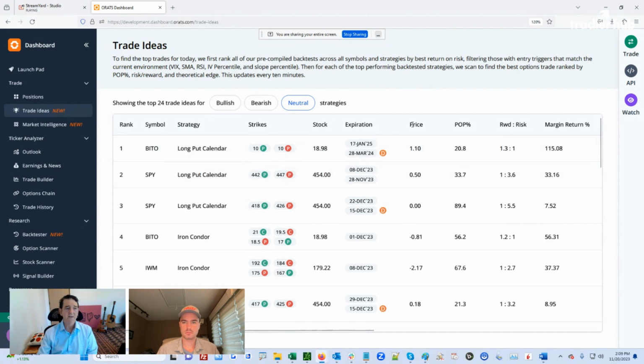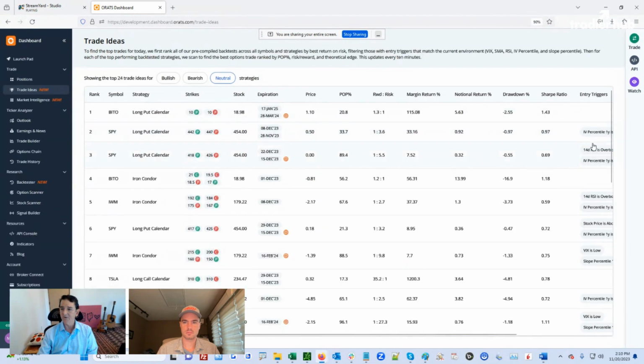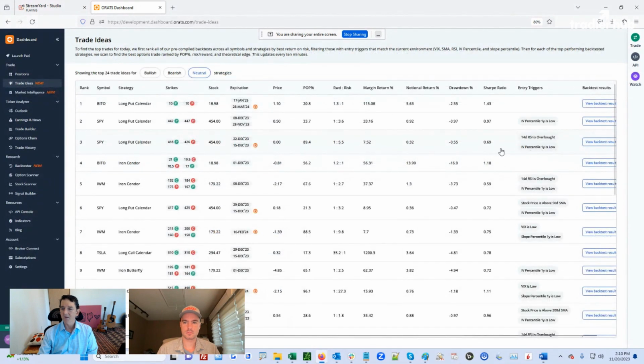What I like to do is I like to go in, and I'm going to make this a little bit smaller because here are the entry triggers for now. So in SPY, here's a long put calendar, only tested when the RSI is overbought, like it is now, and the IV percentile is low. So that's a decent looking strategy. Is this a strategy I want to look at? Yeah, it's a diagonal, so it's a calendar, but it's really a diagonal. Then I could look at, is this something I want to do? It's a high probability of profit. It's about a month out.